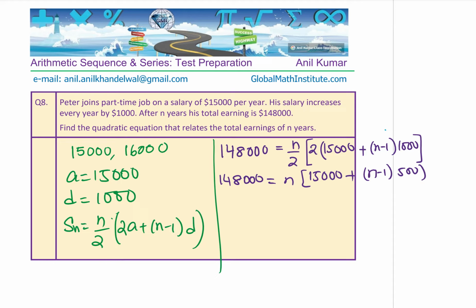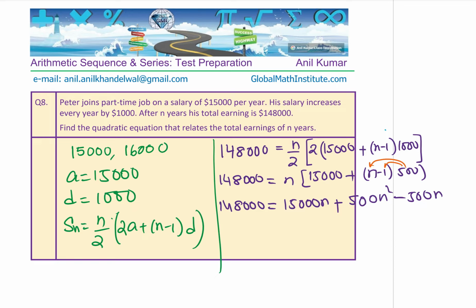Is that clear to you, right? So we can now open this bracket. So we get 148,000 equals 15,000 n plus 500 n square minus 500 n when you open this bracket, correct? So you can open this bracket multiplying 500 by both these numbers. So you do get a quadratic equation.